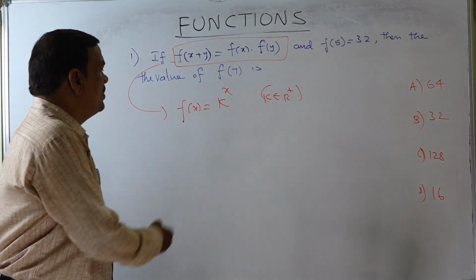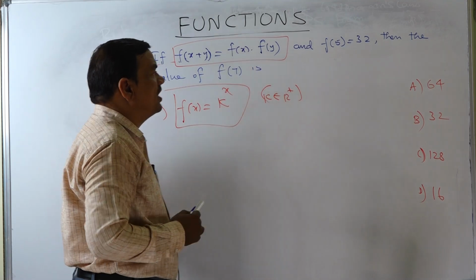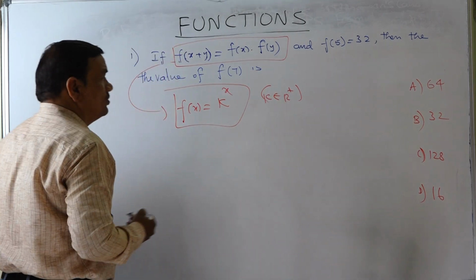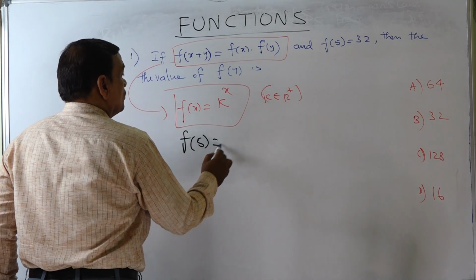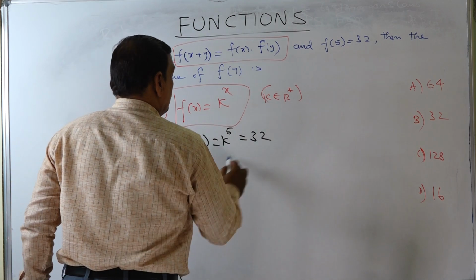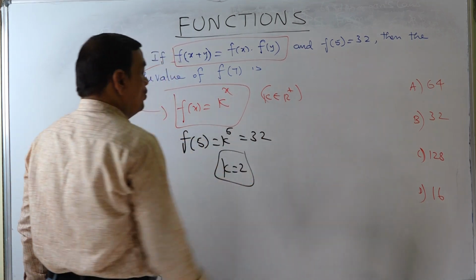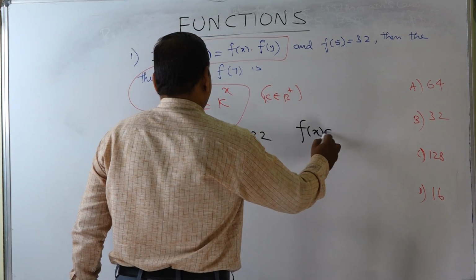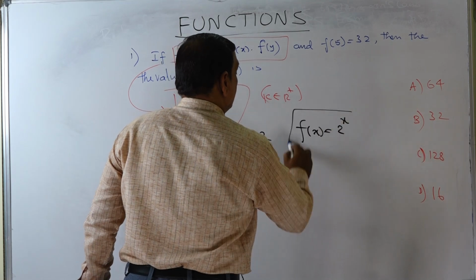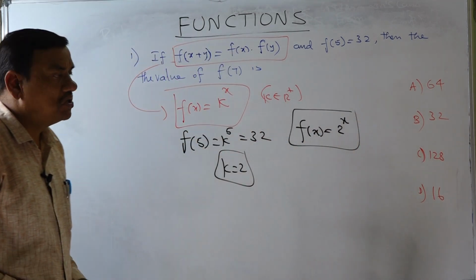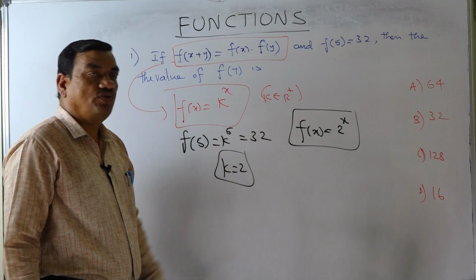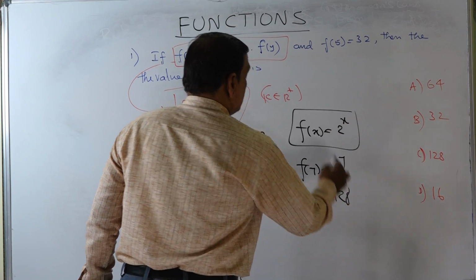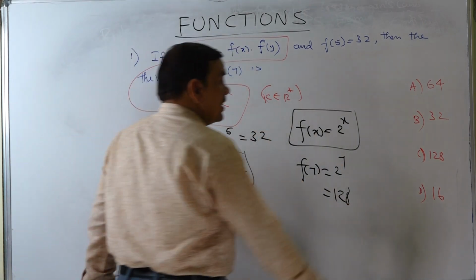Now we already got the function f of x is equal to k power x. Now to find the k value, it is given that f of 5 is equal to 32. That is f of 5 is equal to k power 5 is equal to 32. This implies k is equal to 2. Clear? So that means f of x is equal to 2 power x. So this is your required function. From that, whatever value they asked, we can find out easily. So f of 7 is equal to 2 power 7, and 2 power 7 is 128.